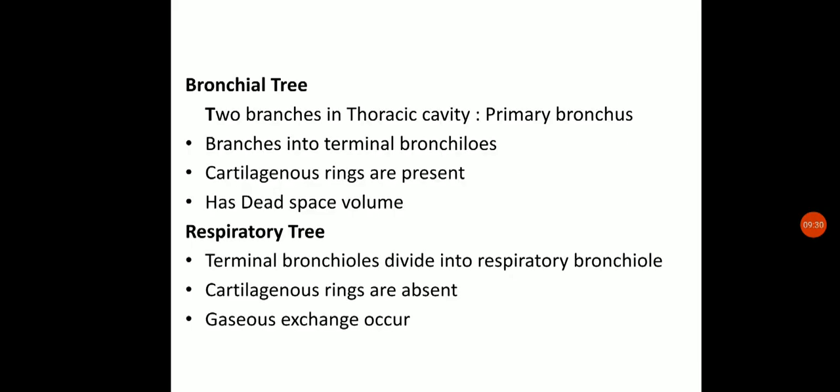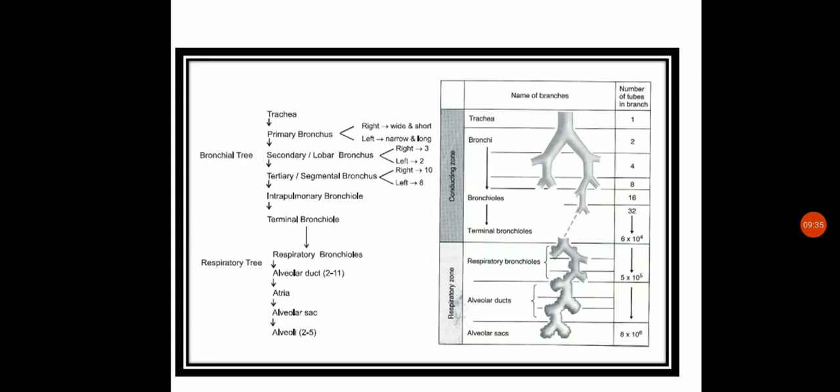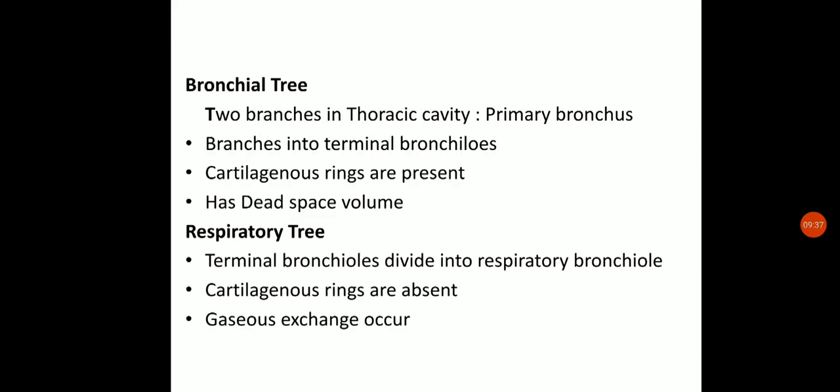Now this bronchial tree, from the thoracic cavity branches down to the terminal bronchioles, will have cartilaginous rings present in it, and it has dead space volume. What does that mean? Dead space volume is the volume of air present in the tracheal or bronchial cavity which is not in use. So this is the dead space volume.